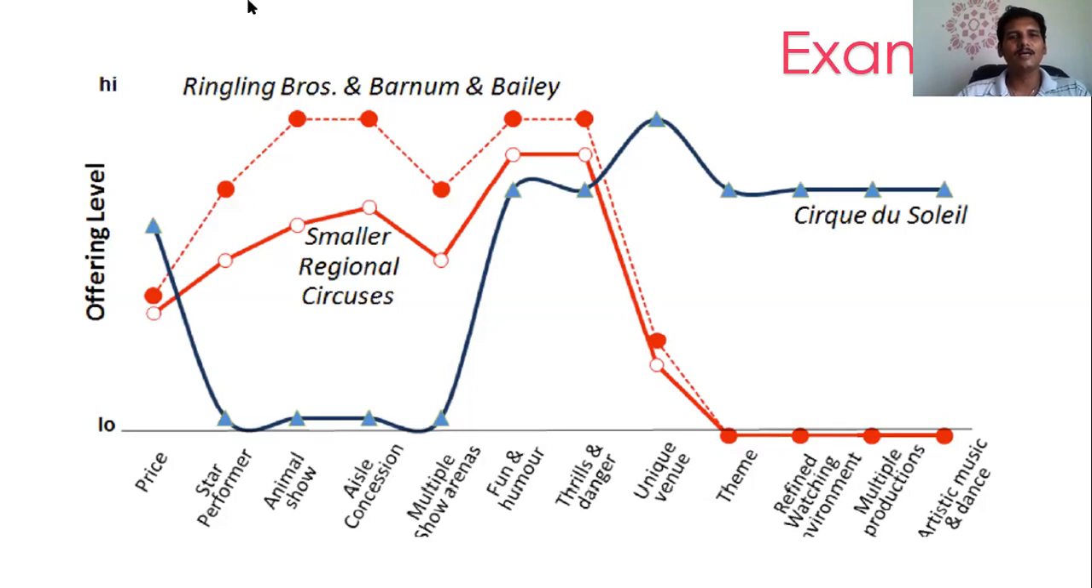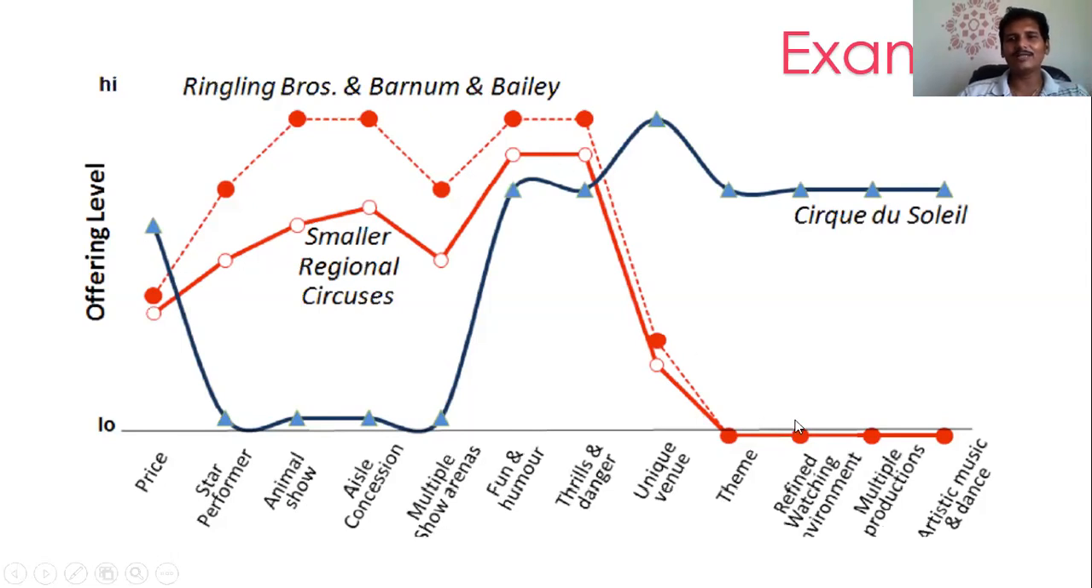So there are two premier companies which have been running the show for quite a long time: Ringling Brothers and Barnum and Bailey. So these are some of the factors. See the price. Price was low, okay, medium. What are the main attractions? You have star performers, animal shows, multiple show arenas, fun and humor. Again, this is from the perspective of the customer. Fun and humor, thrill and danger. But unique venues, they don't provide unique venues. It is not theme based. Okay. So this is the conventional. The red one shows the red ocean.